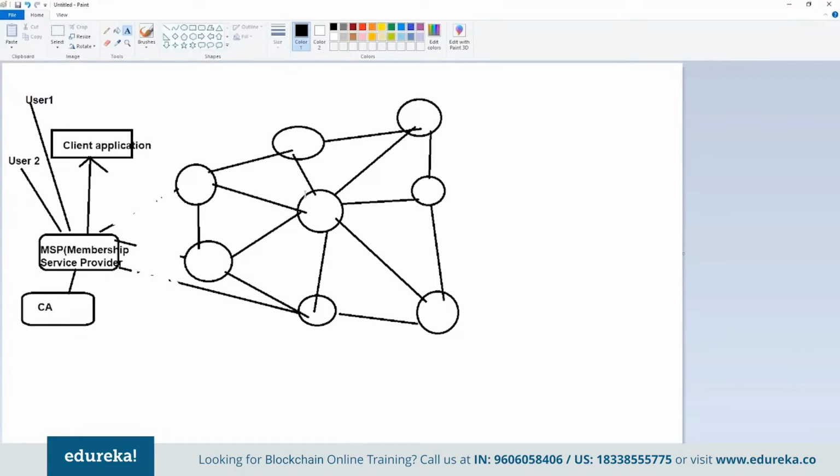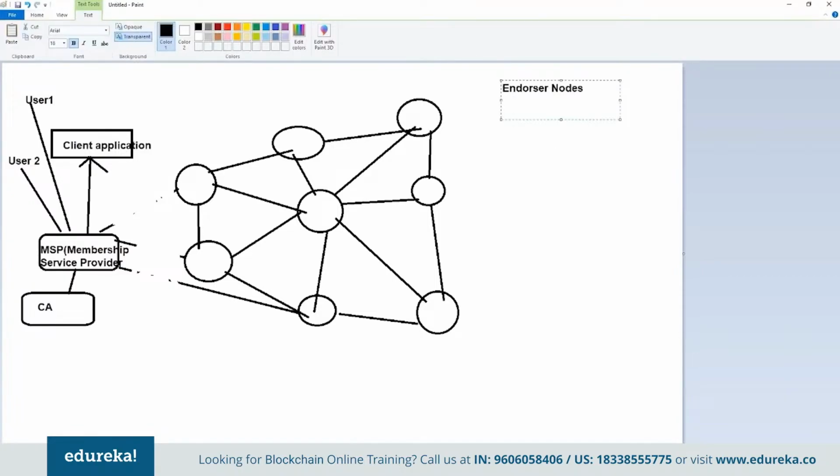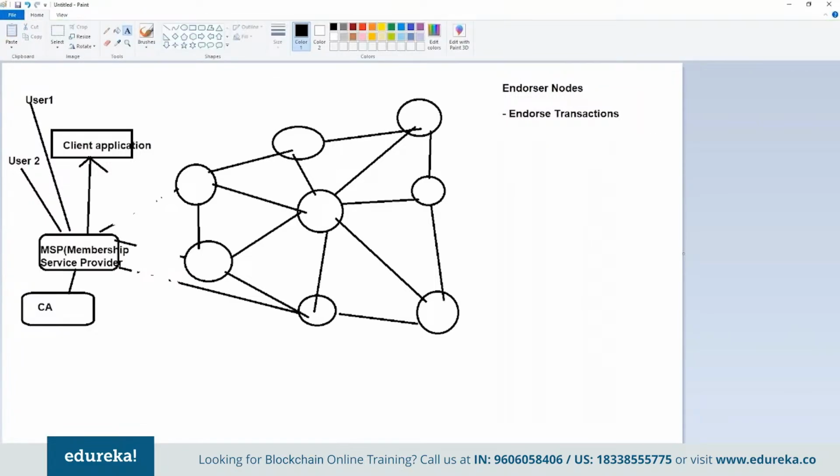In case a client application has a request for a particular transaction, it only sends it across to certain nodes, and those nodes are called endorser nodes. Endorser nodes are those nodes which endorse any transaction. Endorsing transactions means they validate whether the transaction is correct or not. Let's say in my network, these two are my endorser nodes. You can have any number of endorser nodes in your network. It depends on what kind of endorsement policy you have.